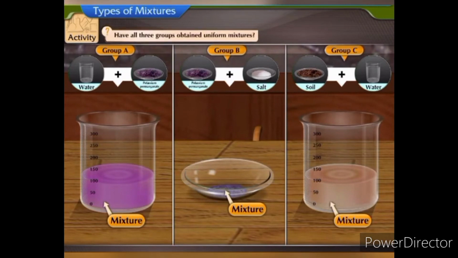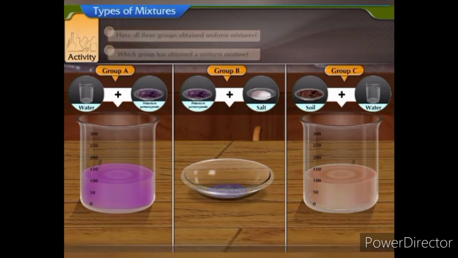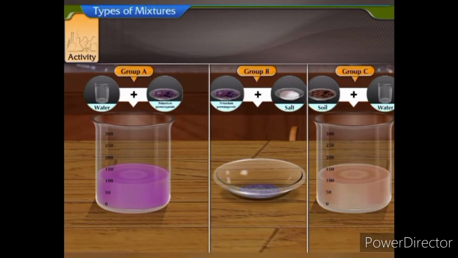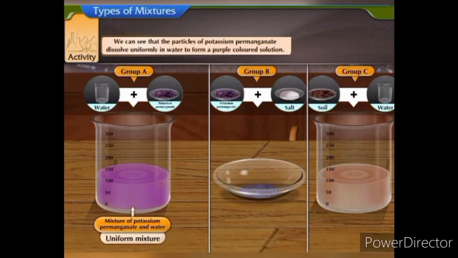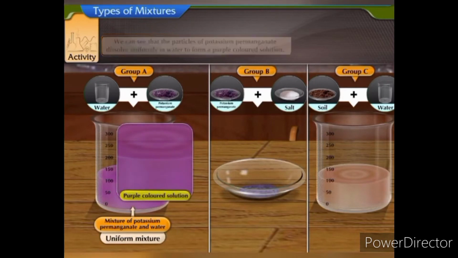Have all the 3 groups obtained uniform mixtures? Which group has obtained a uniform mixture? Group A has a mixture of potassium permanganate and water. This is a uniform mixture. We can see that the particles of potassium permanganate dissolve uniformly in water to form a purple-colored solution.